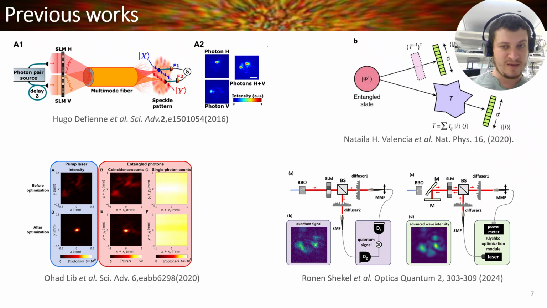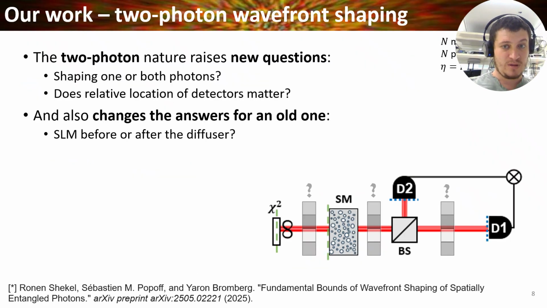In the past decade, there have been several works doing just this, using wavefront shaping tools as is for shaping entangled photons. But in none of them did they consider whether this linear scaling with a prefactor of pi over 4 actually remains the case also when shaping entangled photons. In this work, I want to show that the two-photon case is actually much richer, and there are several new questions that arise, such as, now that you have two photons, what should we do?